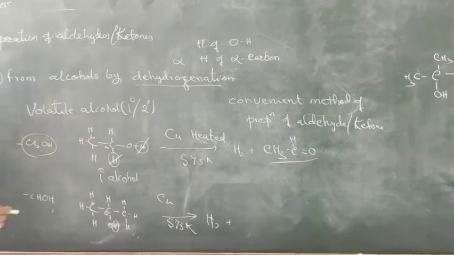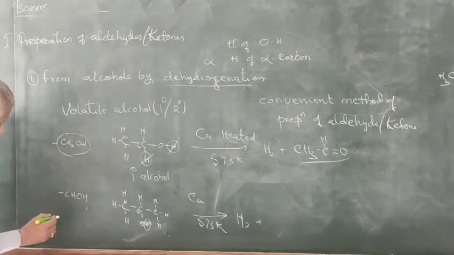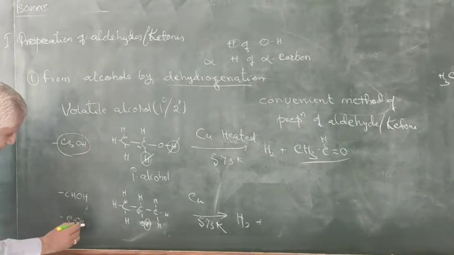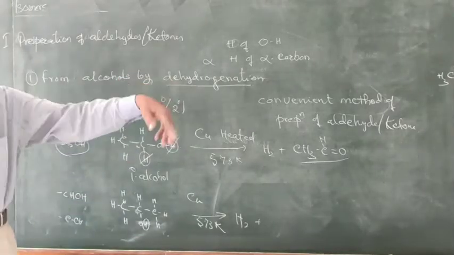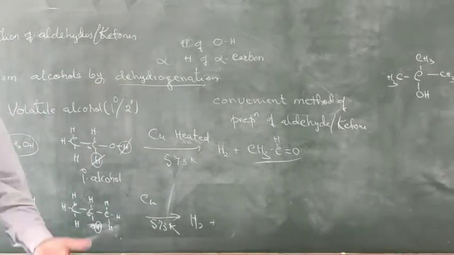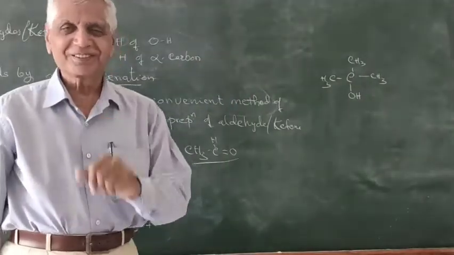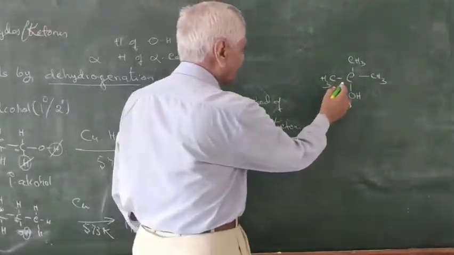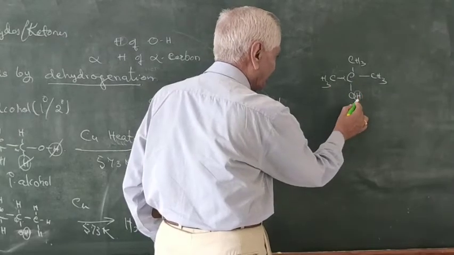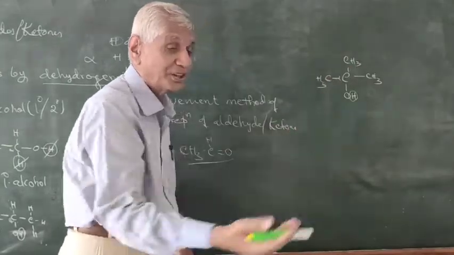CH2OH is primary, CHOH is secondary, COH is tertiary. Why are you not getting either aldehyde or ketone there? Because the alpha carbon does not contain hydrogen. Very good. This is alpha; hydrogen is there, but the alpha hydrogen is not there.